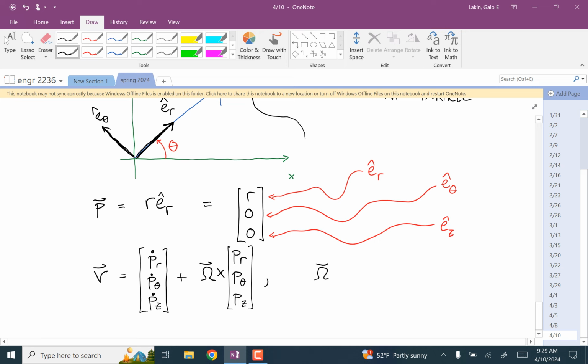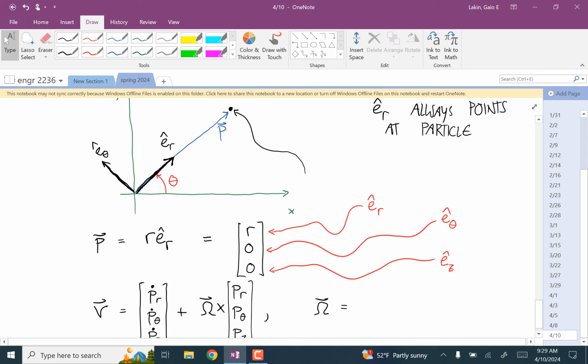And what is this angular velocity vector? Well, what determines how fast this is rotating? What determines it is the time derivative of theta. And notice that theta is a rotation about the z-axis. The z-axis is out towards us. So this is just going to be 0, 0, theta dot.